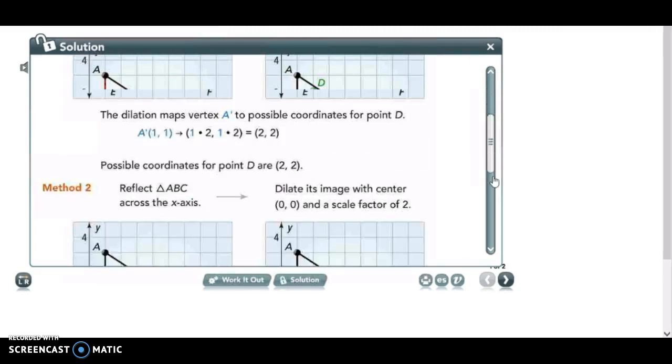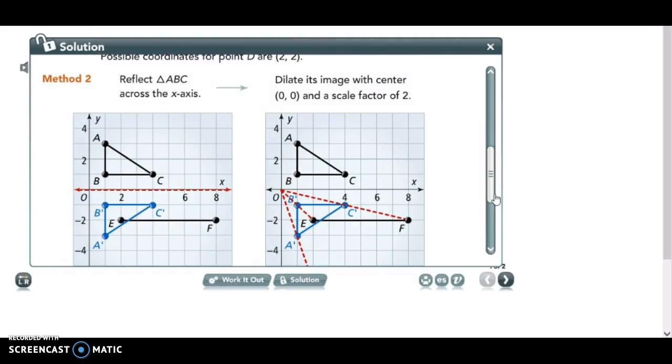Okay, the other method is to go ahead and take triangle ABC and reflect it across the x-axis. You can see the x-axis right here is our dotted line that goes across right here. We're going to reflect it across, and we have A'B'C' right down here. Then we're going to dilate its image with a scale factor of 2, which means we're going to do the exact same thing that we just did. Taking each of our points times 2. You can pause and work that one out, and then I'll show you where it all lands.